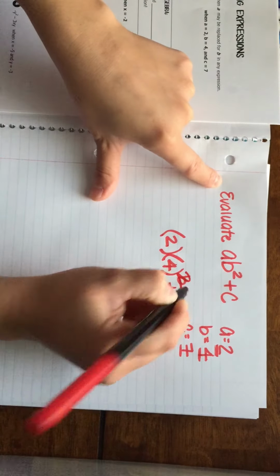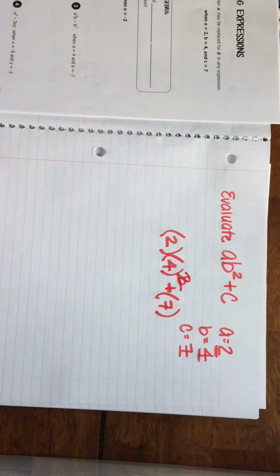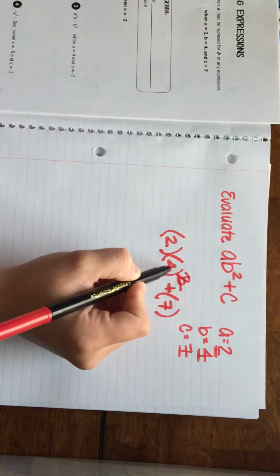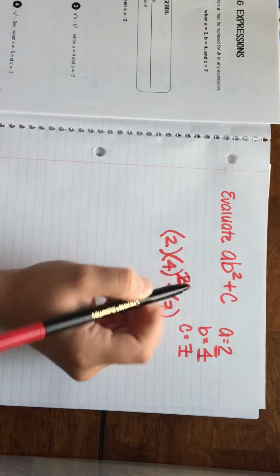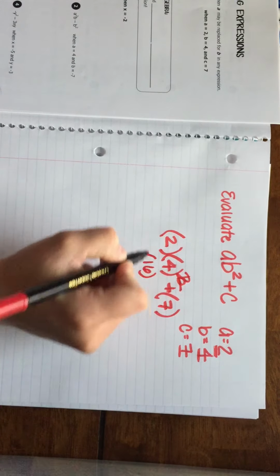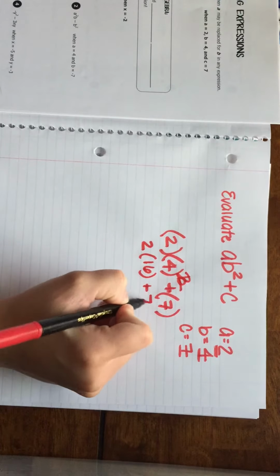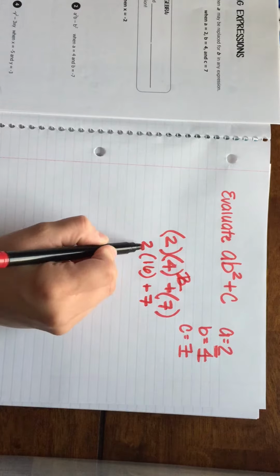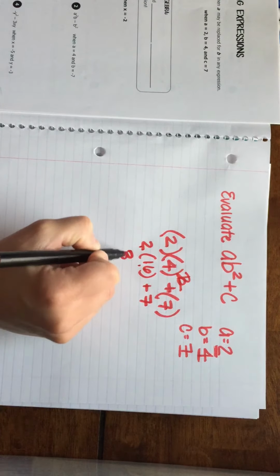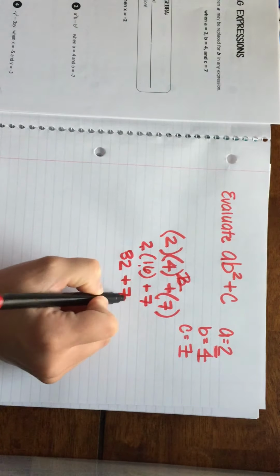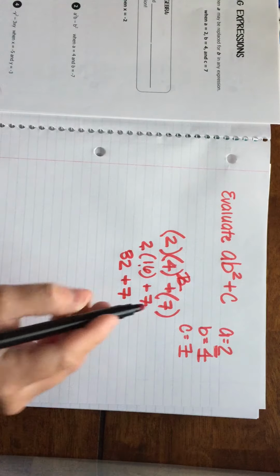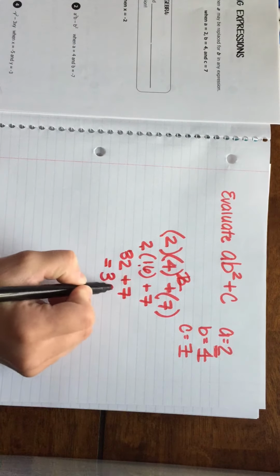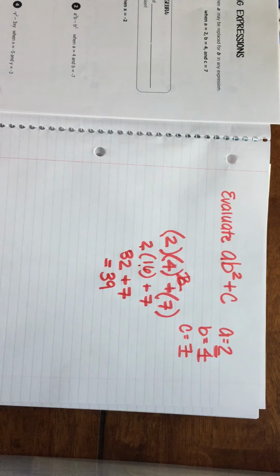Afterwards, we are going to solve using PEMDAS. First is parentheses and exponents. We're going to do our exponents first. So 4 squared is 16. And then I just rewrite the rest of my expression. Now I'm going to solve 2 times 16, which is 32. Rewrite the plus 7. So my answer, when I evaluate this expression, is 39.